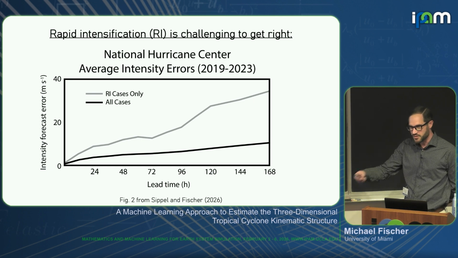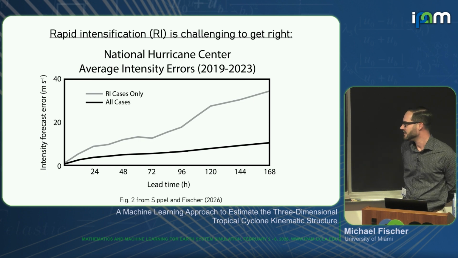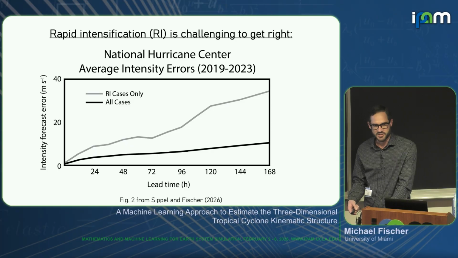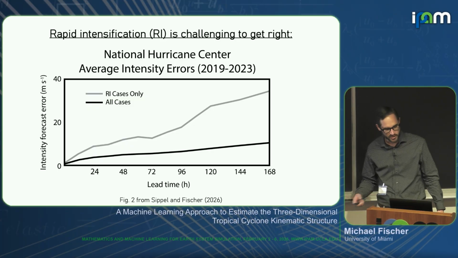I'm sure everyone in this room is familiar with why we care about this topic, namely that tropical cyclone damages tend to scale with the intensity of the storm. So storms that undergo rapid intensification quickly become more dangerous. But also compounding this issue, unfortunately, rapid intensification events are pretty poorly predicted.